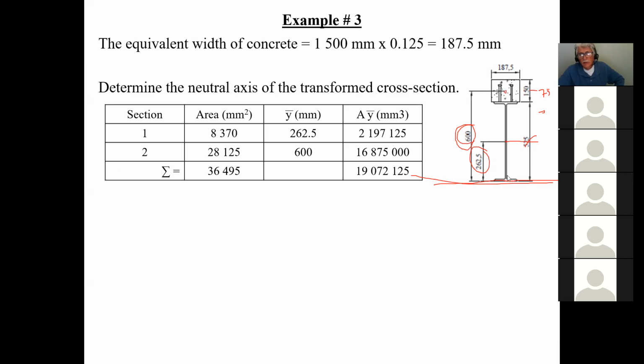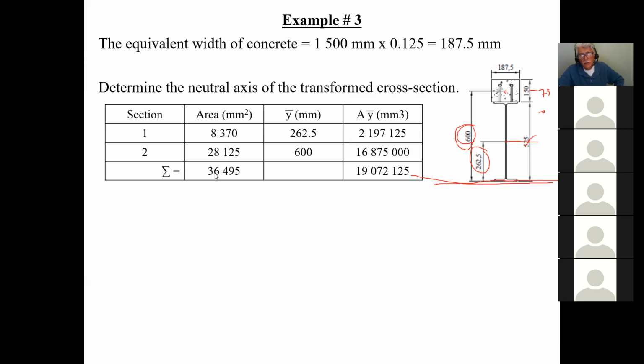So therefore, I said, this is going to be one section all by itself. And of course, what's the area? That's given to you from the steel handbook, okay? What's the distance here? Well, it's half of the D value, which is 262 divided by 2. And of course, it's simply the multiplication of those two numbers. Now, what's the area of this? 187 times 150. It should give you this value here. The distance here is 600.